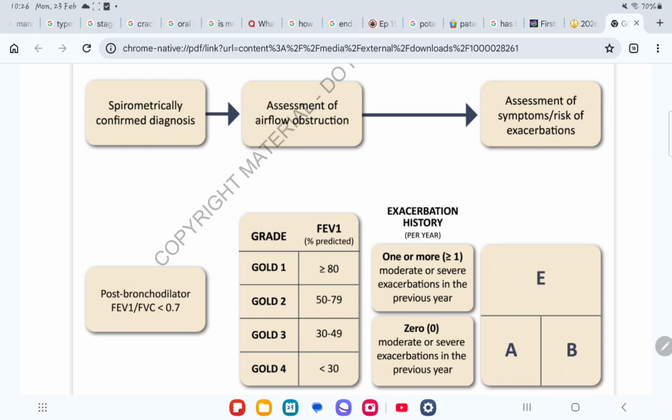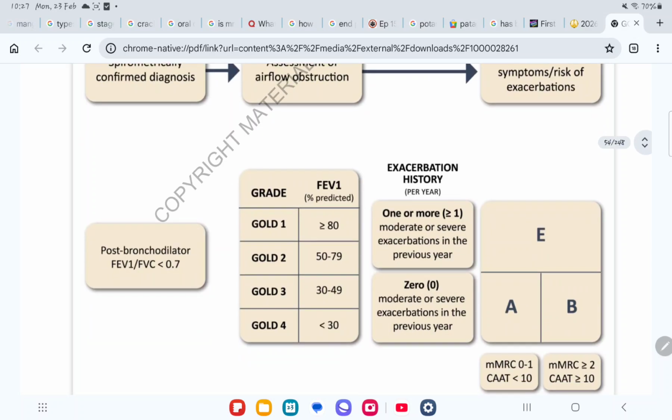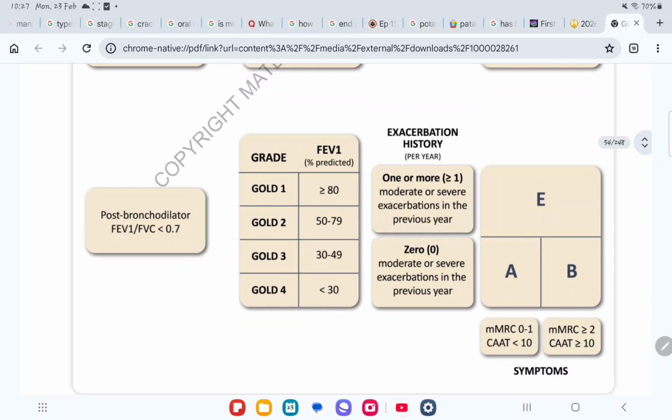So if the spirometry confirms COPD, we will assess the airflow obstruction and assess the symptoms. If the patient has MMRC 0 or 1 and CAT score less than 10, it is class A. If MMRC is more than or equal to 2 or CAT is more than 10, it is class B. Then 0, if the patient does not have any exacerbation. 0 moderate or severe exacerbation in the past year.